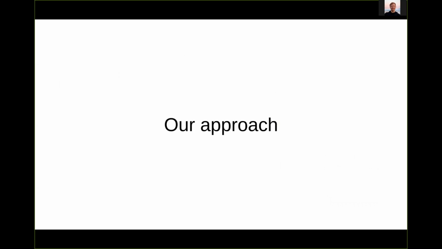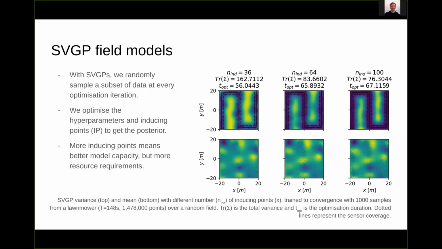So now we try to combine all these elements together to get a reinforcement learning agent that learns to learn its environment. We first started off by experimenting with using stochastic variational Gaussian processes to model a random 2D scalar field with emulated multibeam data acquired from a lawnmower path containing 1,478,000 points. With stochastic optimization, we optimize the hyperparameters of the Gaussian process and its inducing point locations to regress the data, randomly sampling 1,000 points at every optimization iteration.